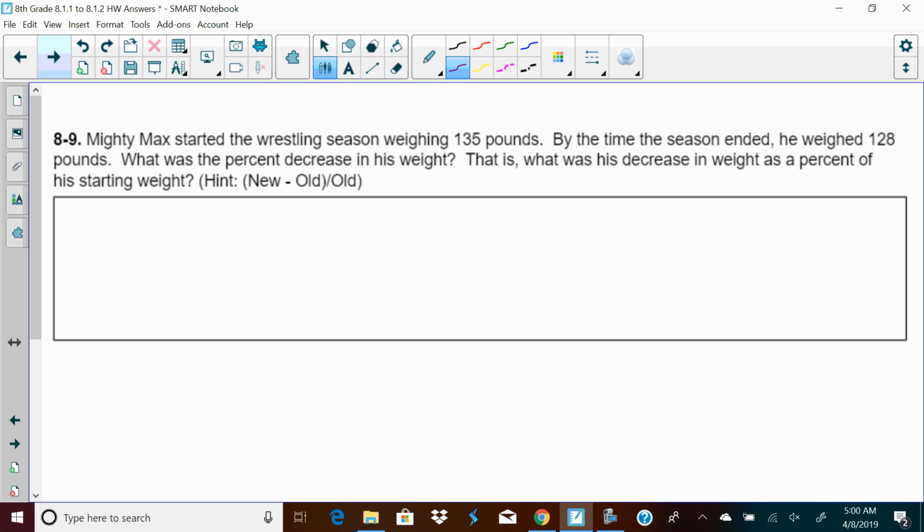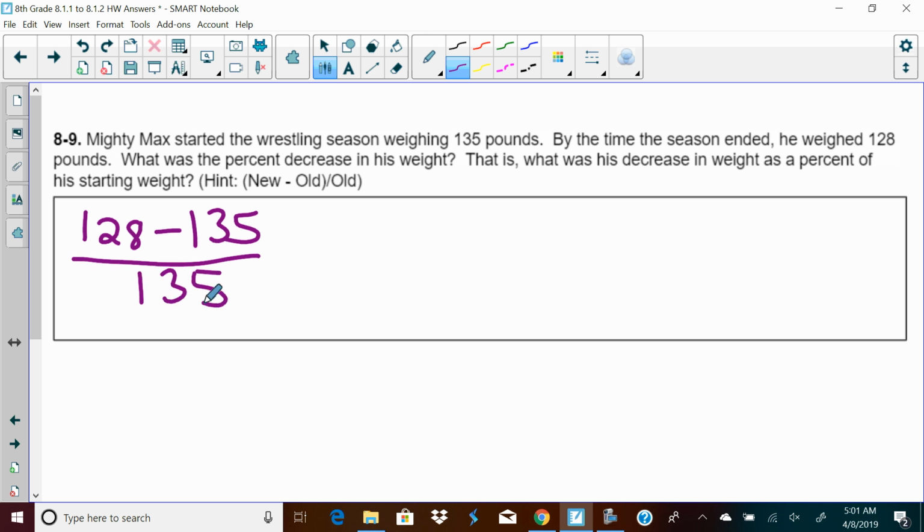Mighty Max started the wrestling season weighing 135 pounds. By the time the season ended, he weighed 128 pounds. What was the percent decrease in his weight? That is, what was his decrease in weight as a percent of his starting weight? So his new weight is 128, so we're going to do 128 minus his old weight, and then divide by his old weight to get a percent.